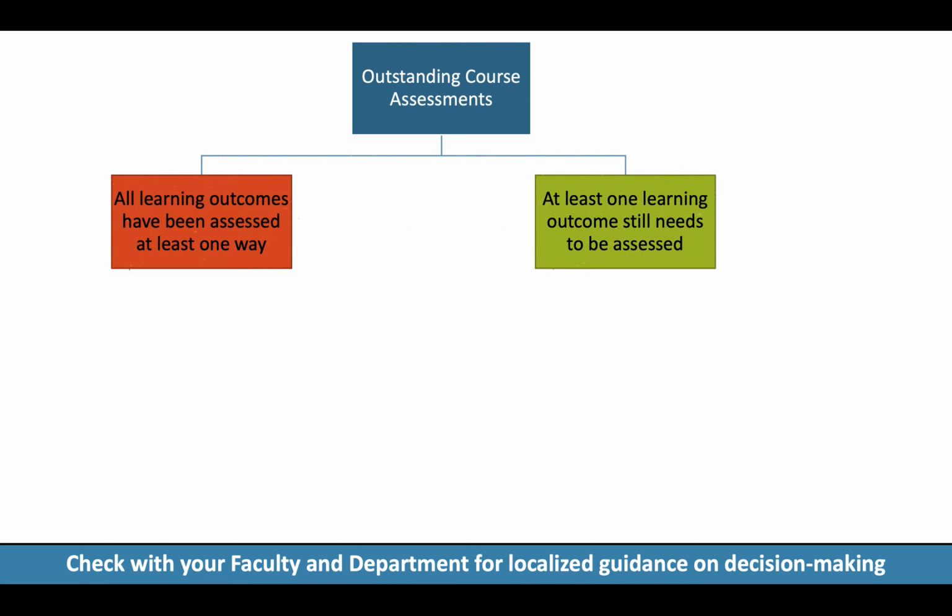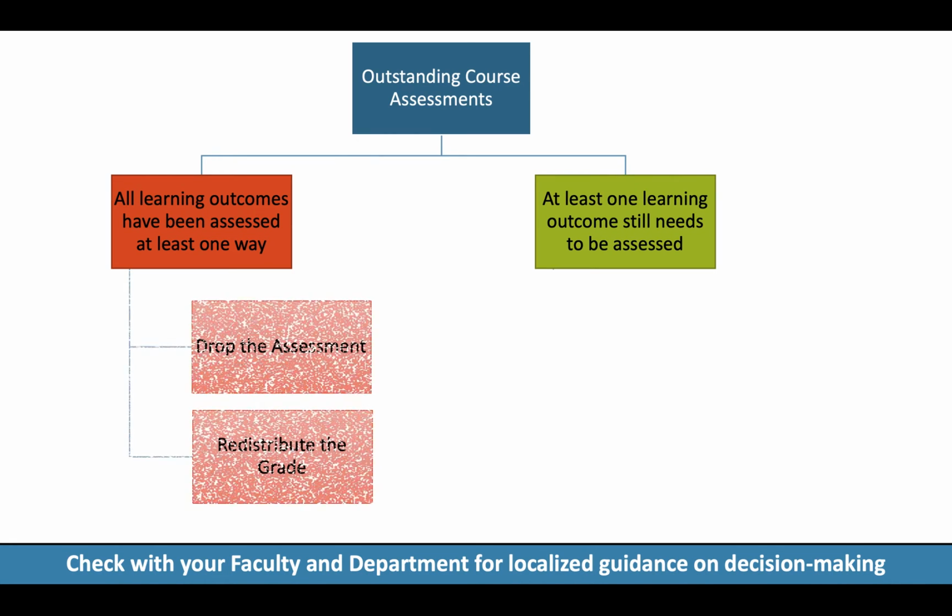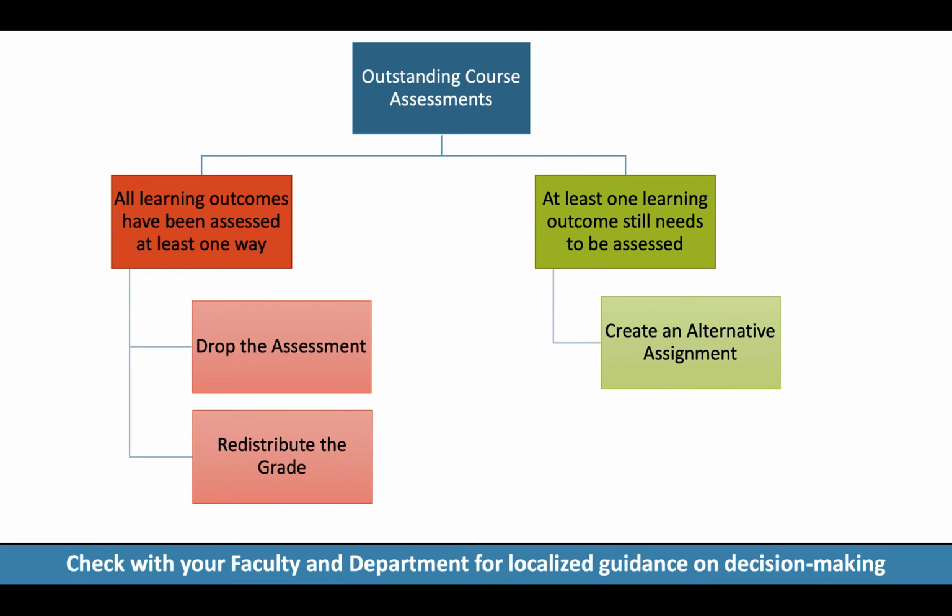And there's really two possibilities here. Either all of the learning outcomes have been assessed at least one way, or at least one learning outcome still needs to be assessed. If the former applies, so all the learning outcomes have been assessed at least one way, then we suggest one of two options: either drop the assessment or redistribute the grade. Alternatively, if you still have some outcomes that require assessment, then one possibility would be to create an alternative assignment.